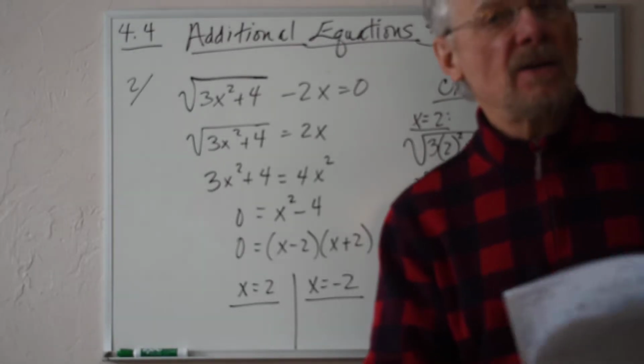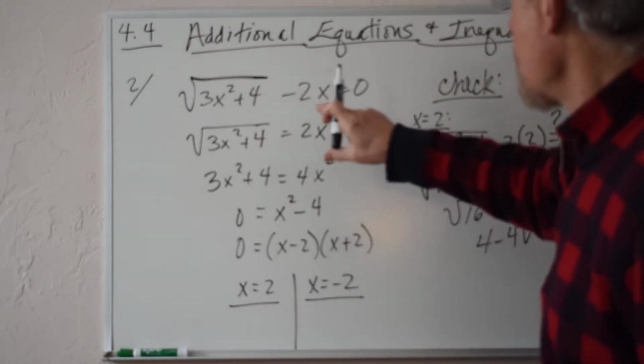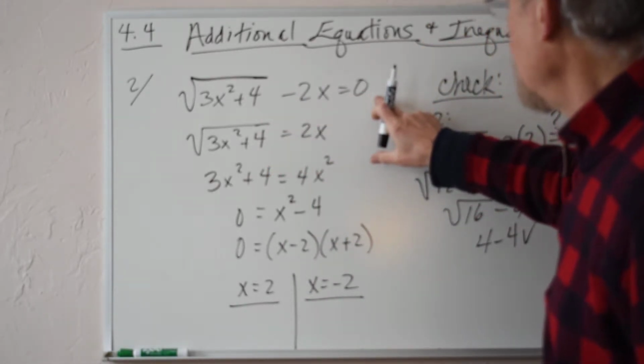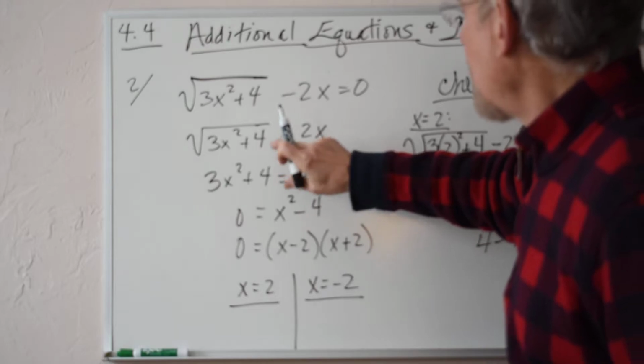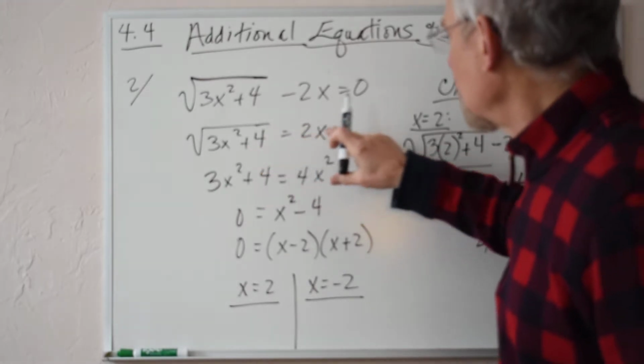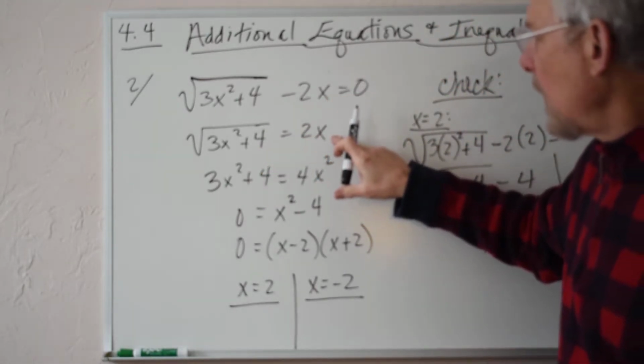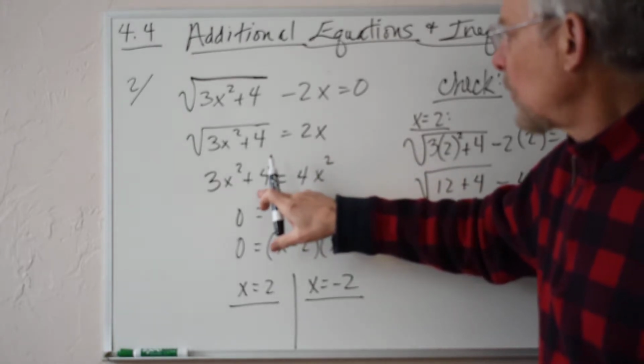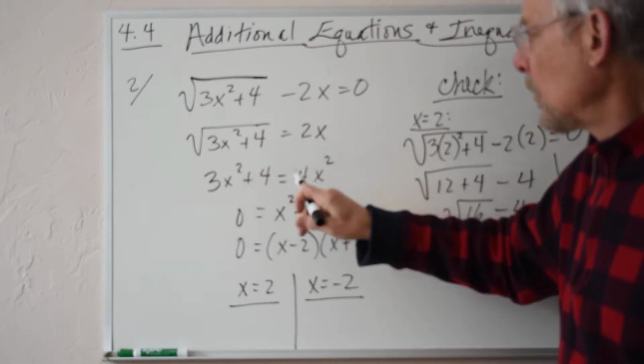Okay, let's see how you made out. We have this equation here. First step, isolate the radical. So I add 2x to each side to get here. Then I square each side. So the radical sign disappears.